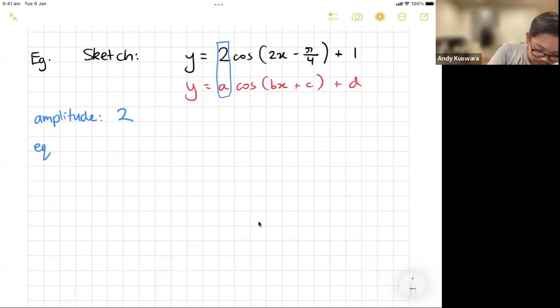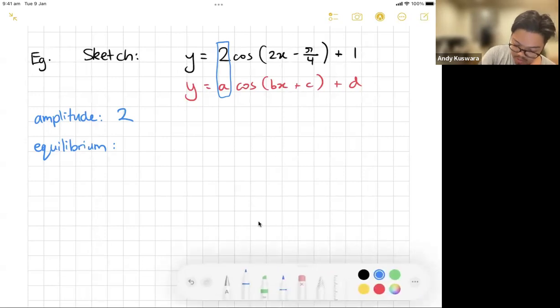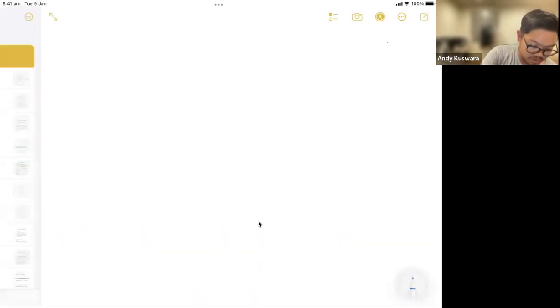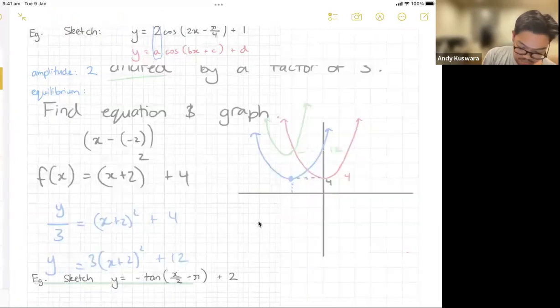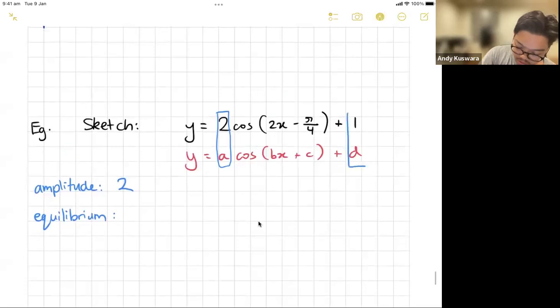The next thing that we've got is our equilibrium, center of motion, mean value, whatever you want to call it. Let's zoom back in. This one here, you can see it's D. So that means D is going to be 1. Our equilibrium, our center of motion, has just been moved from 0 to now 1.